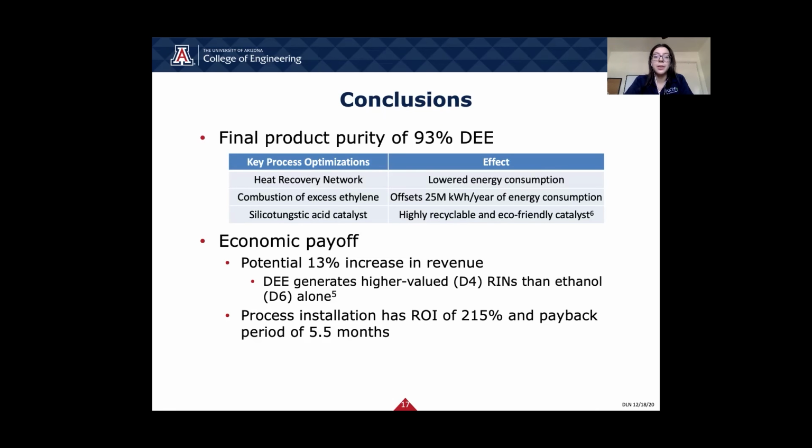Our process design was able to achieve a final purity of 93% DEE. Various optimizations, such as the inclusion of a heat recovery network, the combustion of excess ethylene, and the use of a low-cost catalyst contributed to the decreased cost of production, while DEE's higher valued RINs contribute to an increased revenue that can be generated as opposed to pure ethanol. For these reasons, it follows that our process was able to generate a 215% return on investment with a payback period of 5.5 months for the ethanol plant in which it's installed.